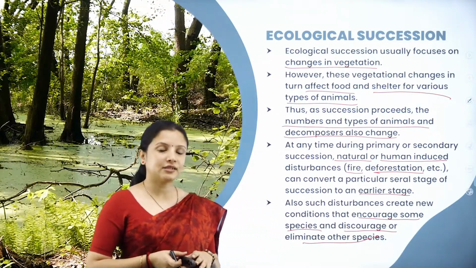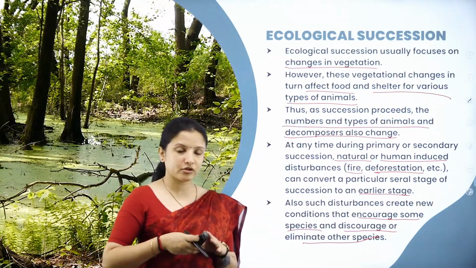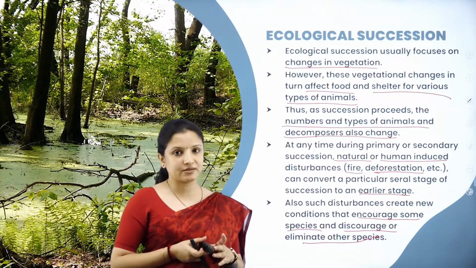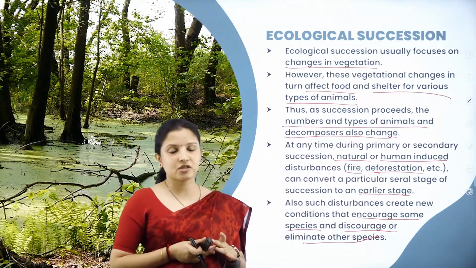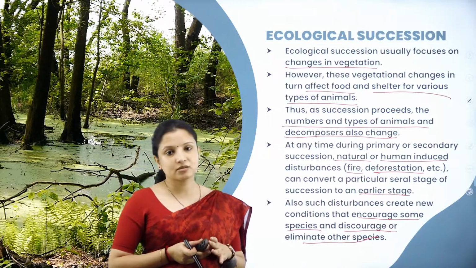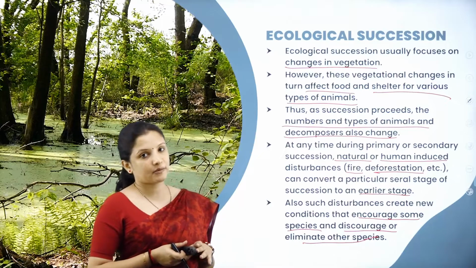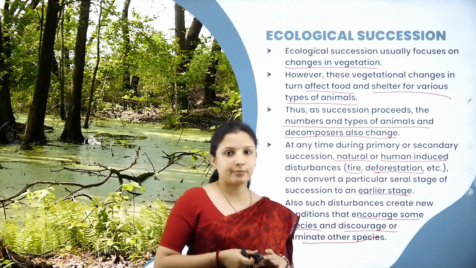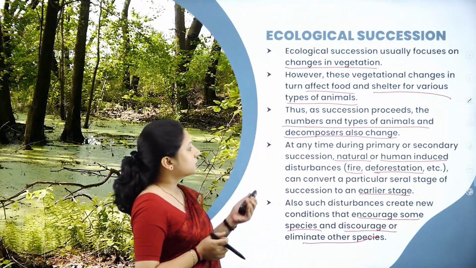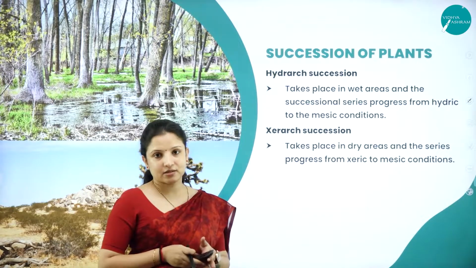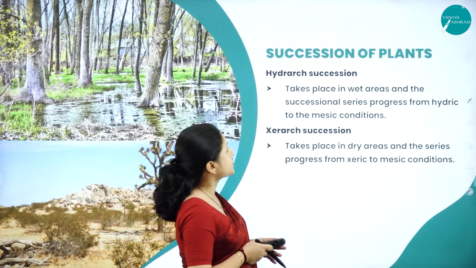So ecological succession can be of high importance also to some of the species, but ecological succession can bring a drastic reduction, or it can just eliminate or wipe out a species from a particular serial community or a serial area. So this is about ecological succession. So let's study about the succession of plants.